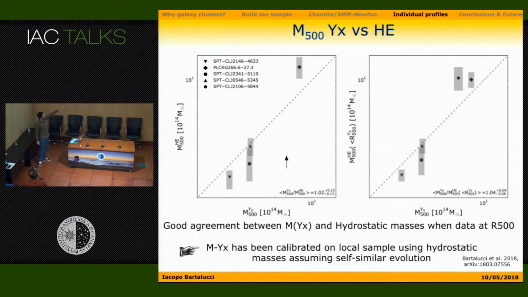Then we do the comparison between the y-axis and the hydrostatic masses. There is still a good agreement, so this plot is testing the fact that the y-axis proxy can also apply to other samples, to other extreme samples, and also that there is no clear sign of a departure from self-similar evolution.